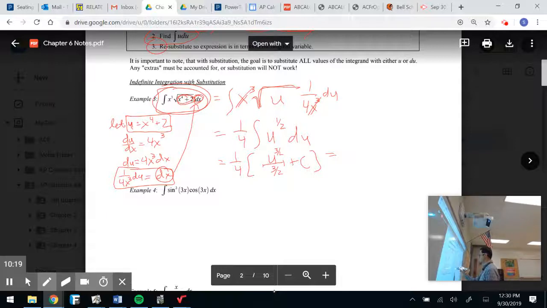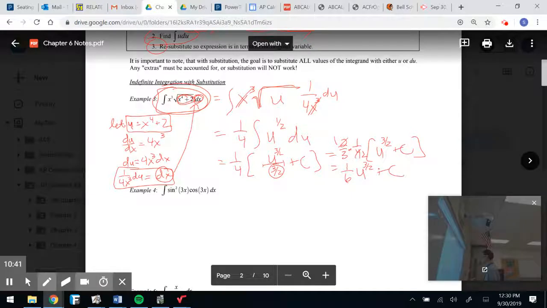Now, that 3 over 2 I'm going to bring out in front. But we all know we would never want to divide by a fraction. So instead, I'm going to multiply by the reciprocal. And then I get u to the 3/2 plus c. And then I'm going to do a little bit of simplification. Bada boom, and I get 1/6 u to the 3/2 plus c, because remember, a number times a constant is still just a constant, and then we just have to make sure we finish this out.